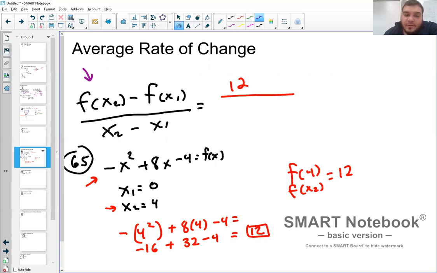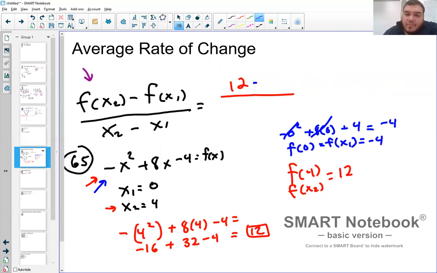Next, I'm going to plug in 0 into this equation. Plug 0 into this equation, but that should be pretty easy. So -0 squared plus 8 times 0 minus 4 equals, this cancels out, this cancels out, -4, which means f of 0, by the way, is the same as f of x sub 1 equals -4.